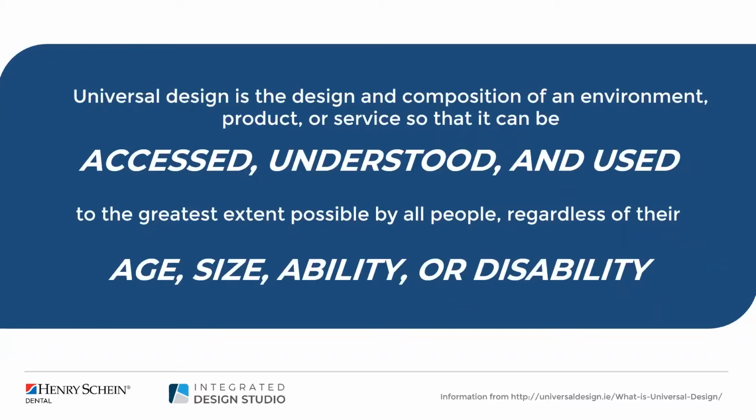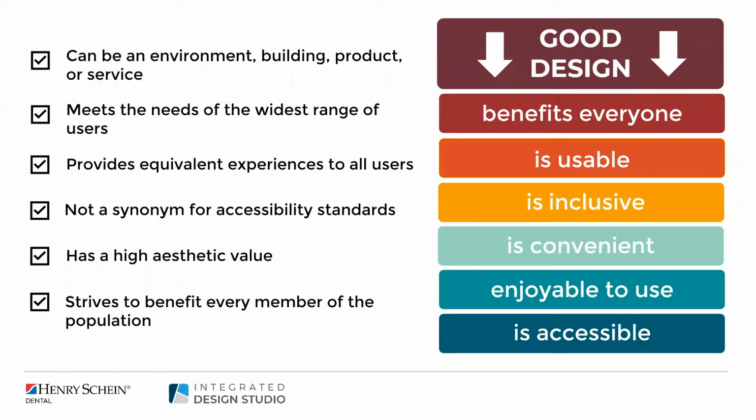Universal design is the design and composition of an environment, product, or service so that it can be accessed, understood, and used to the greatest extent possible by all people, regardless of their age, size, or disability. I want to talk through what that definition means and highlight a few of the most important concepts.